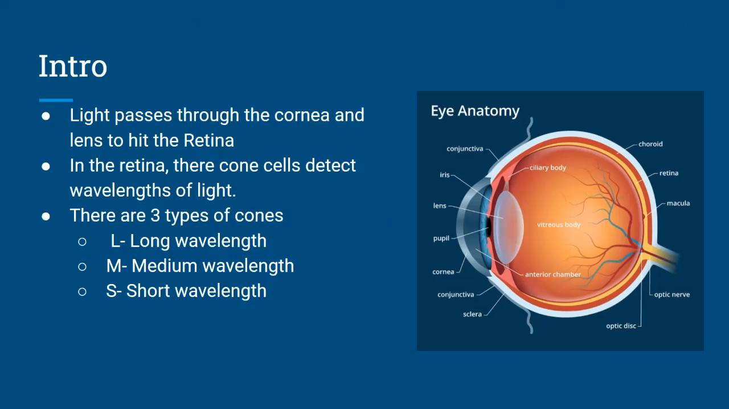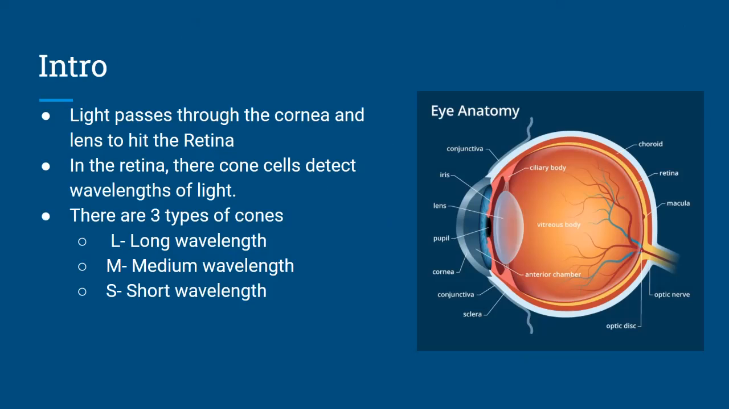Long wavelengths of light excite cone cells in your retina, of which there are 3: L cones for long wavelengths, S cones for short wavelengths, and M cones for medium wavelengths. Your brain then determines which cone is excited the most to determine which color you're seeing.